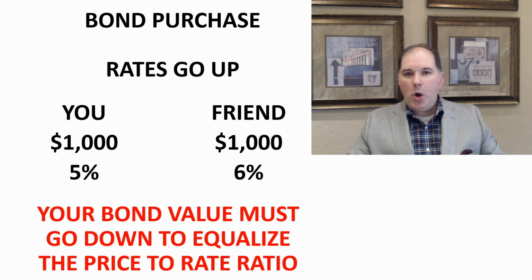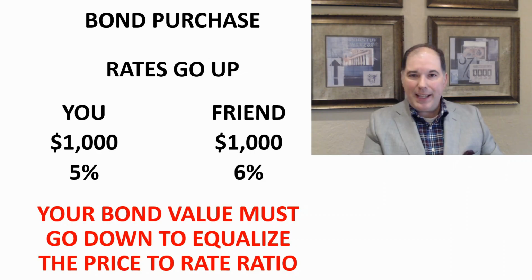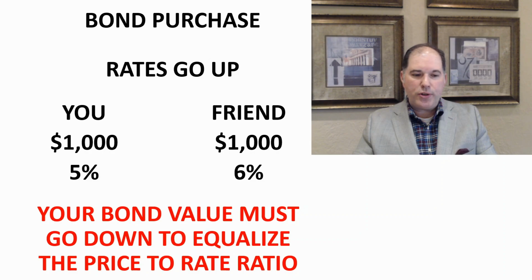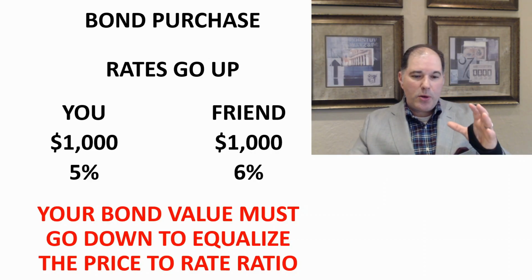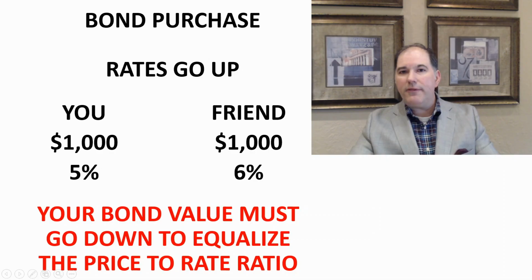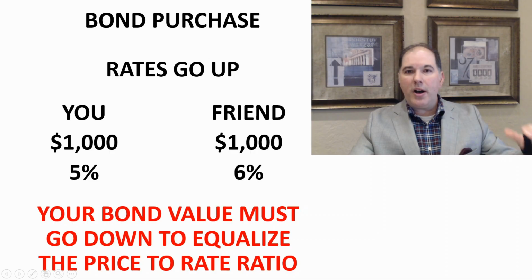However, would you go out and spend the same $1,000 for a 5% bond that you could spend to get a 6% bond? Get an extra 1% of interest. You wouldn't do that, right? You would expect to pay less for a bond paying less interest. And that's exactly what has to happen in this situation. In order to equalize the ratio of the price to the interest rate paid, the price of your bond must go down. So that's what happens with your bond. You still get 5% and your friend still gets 6%. However, the value of your bond must go down in order to equalize out that value.